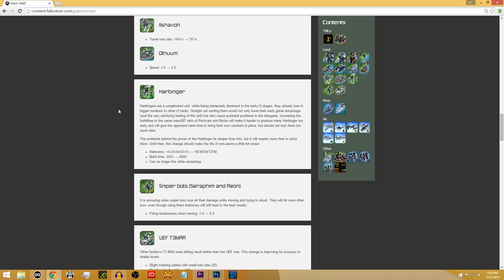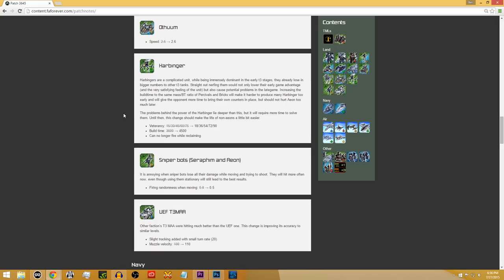And then the Harbinger, there was a lot of complaints about the Harbinger being very overpowered in the early game. The build power has been increased by quite a bit. The veterancy has been bumped up so it doesn't vet so fast. And then it can no longer fire while reclaiming. So the Harbinger is still going to be a really strong early T3 unit, but it's not going to be as overpowered as it was.